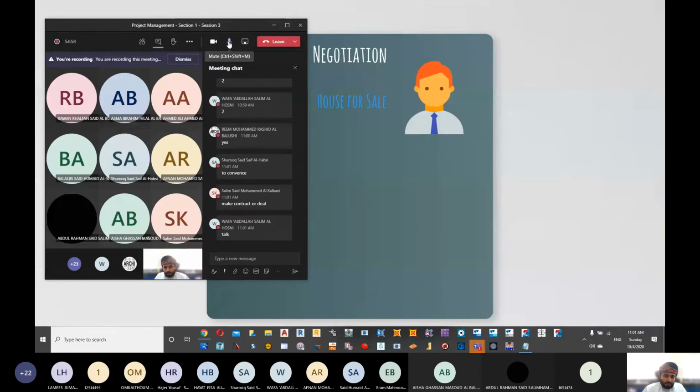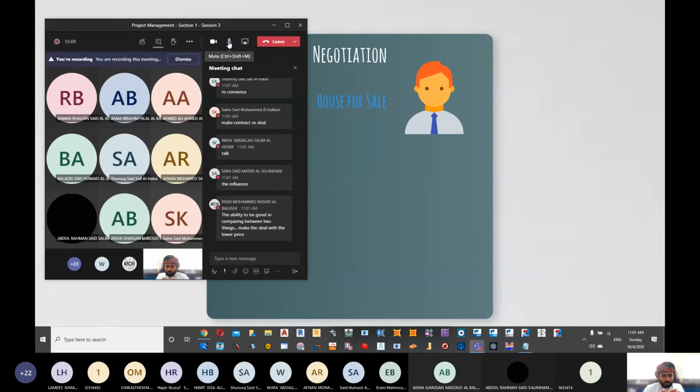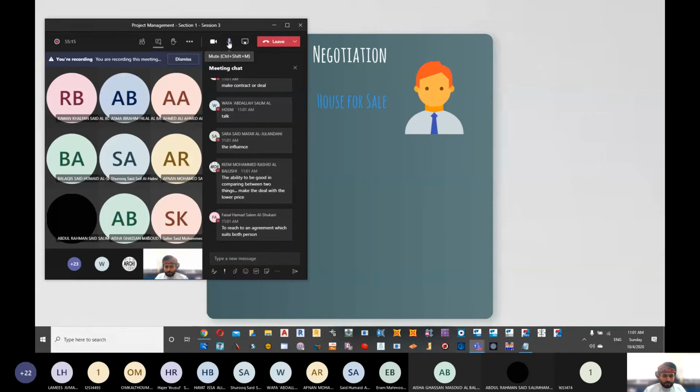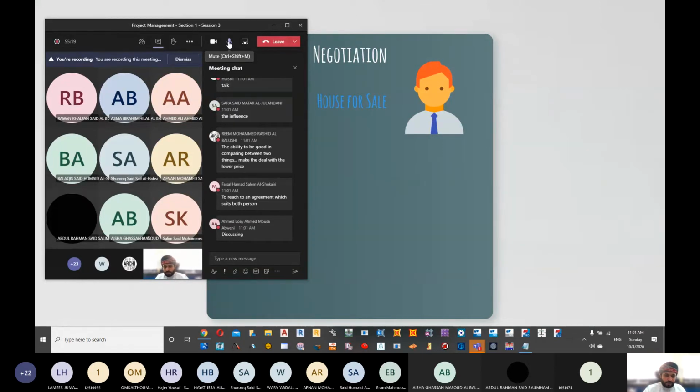Okay, so when we talk about negotiation, we deal with communication between two persons to try to come up with a certain middle point. To negotiate something means you are discussing with another partner and you are trying to get something from him.